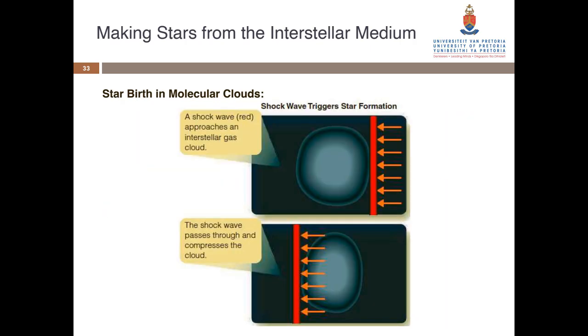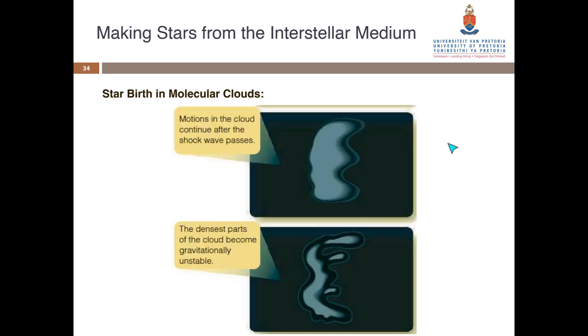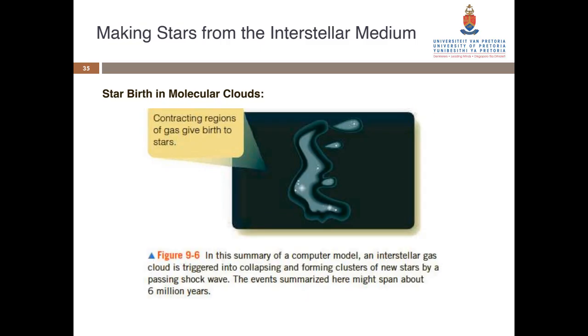So here we have our molecular cloud with an incoming shock wave. The shock wave moves through this molecular cloud, and that triggers motion in the cloud, and that motion continues after the shock wave has passed. So the densest parts of the cloud become gravitationally unstable, and therefore contraction starts to happen inside this cloud, and that contraction is then triggering star formation and starbursts.